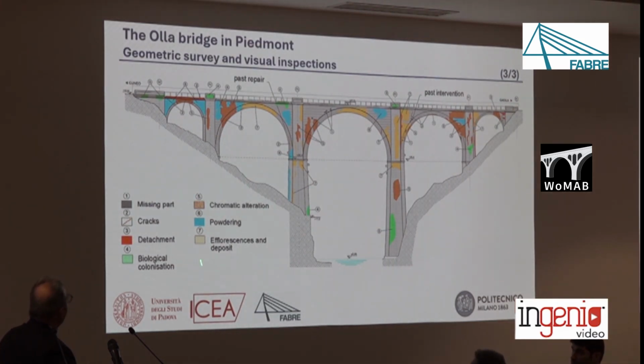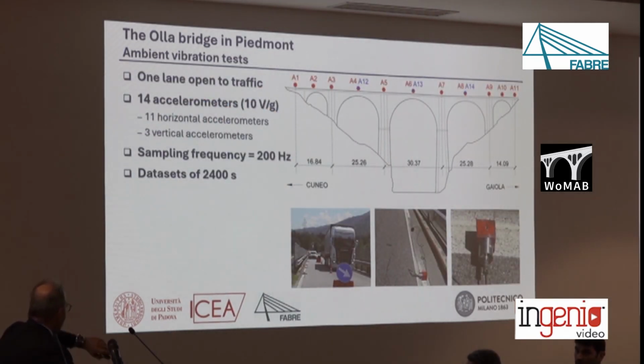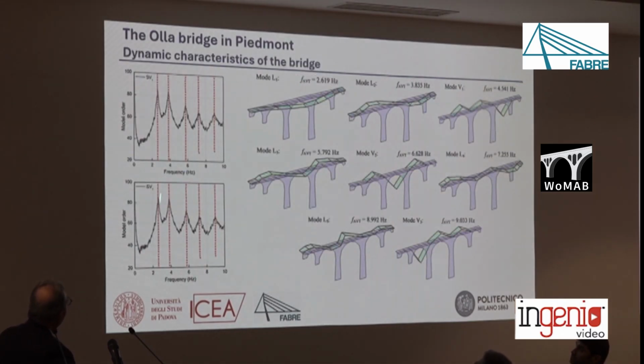And here you can see some details about the damage that was detected on site. As I anticipated, ambient vibration tests were carried out on this bridge with one lane open to traffic, and both the horizontal and the vertical behavior were investigated with a sampling frequency of 200 Hz, and several data sets of 2,400 seconds were collected. Here you can see that the results from different data sets are practically indistinguishable.